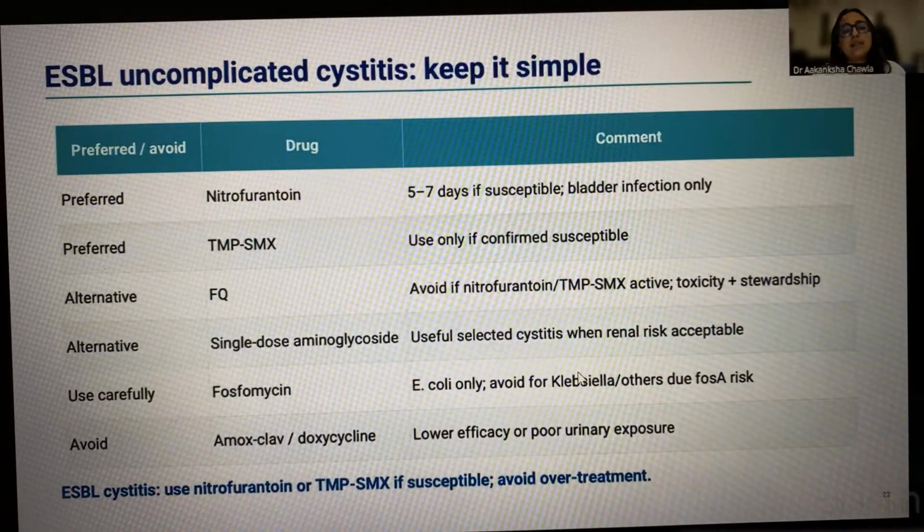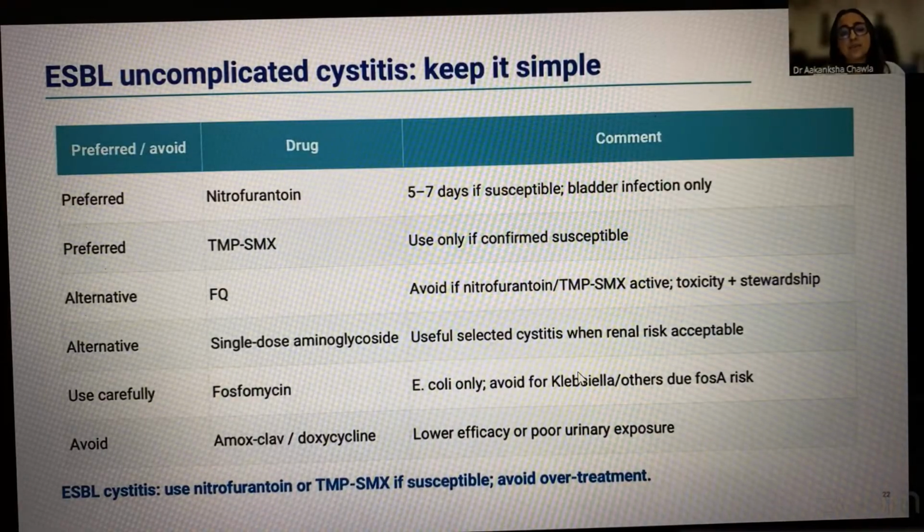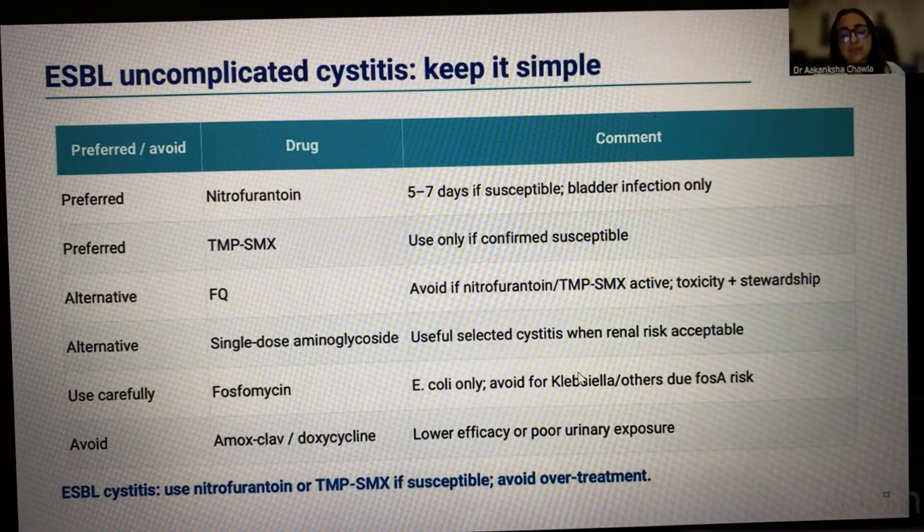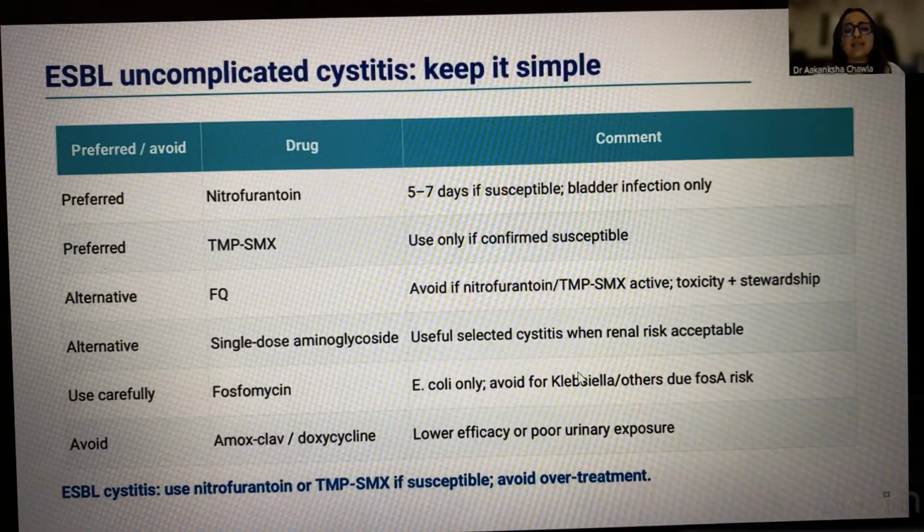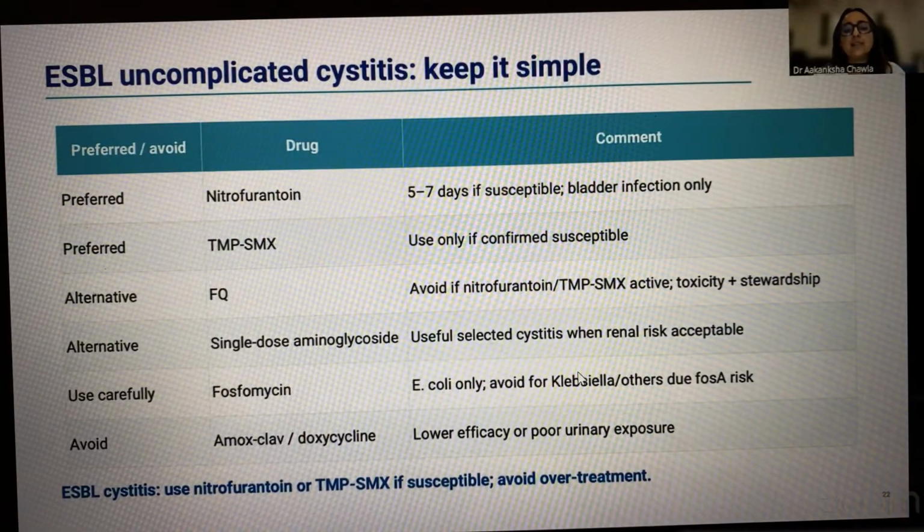Then for uncomplicated cystitis with ESBL, the preferred drugs of choice are nitrofurantoin, trimethoprim-sulfamethoxazole if you have a confirmed susceptible. Alternatives include fluoroquinolones, aminoglycosides, very selected cystitis, especially when your renal risk is acceptable. Fosfomycin, used very carefully for E. coli only, and avoid co-amoxiclav as well as doxycycline because they have lower efficacy and poor urinary exposure.